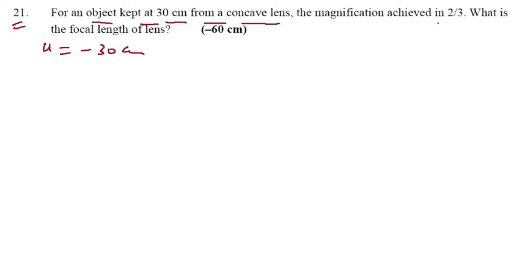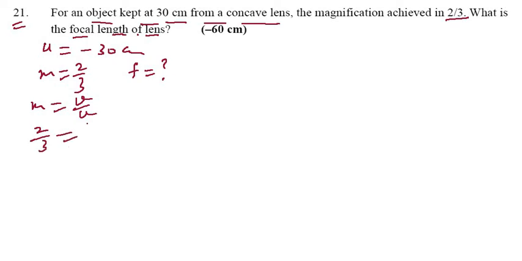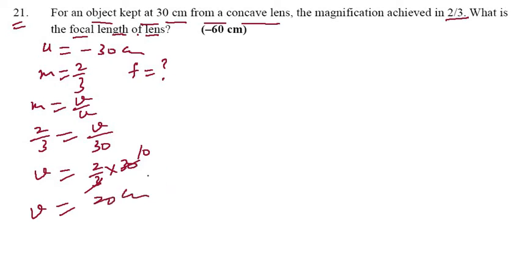The magnification achieved is 2 by 3. So M is given as 2 by 3. What is the focal length of the lens? That is the concave lens, so F will be found. Now M is equal to V upon U. M is 2 by 3, U is equal to 30. So V is equal to 2 by 3 into 30. So 10 times 2, V is equal to 20 centimeters.